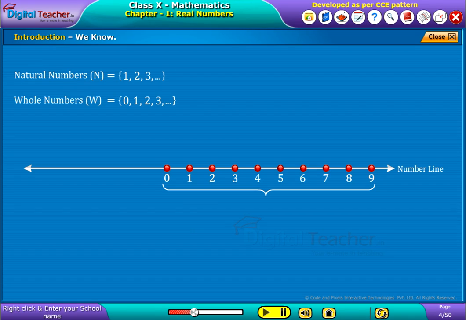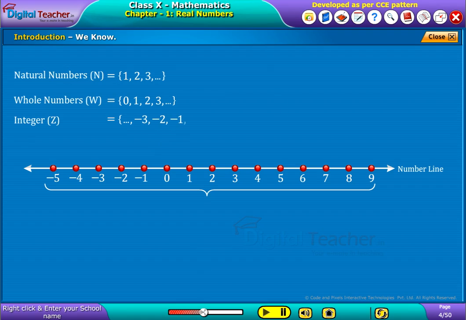An integer is a whole number that can be positive or negative or 0, but it should not be a fractional number. It is denoted by the letter Z. For example, Z is equal to -3, -2, -1, 0, 1, 2, 3, and so on.